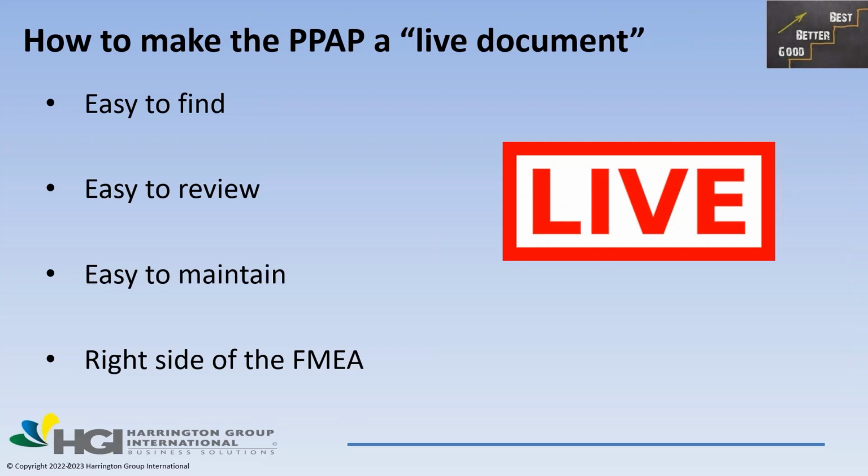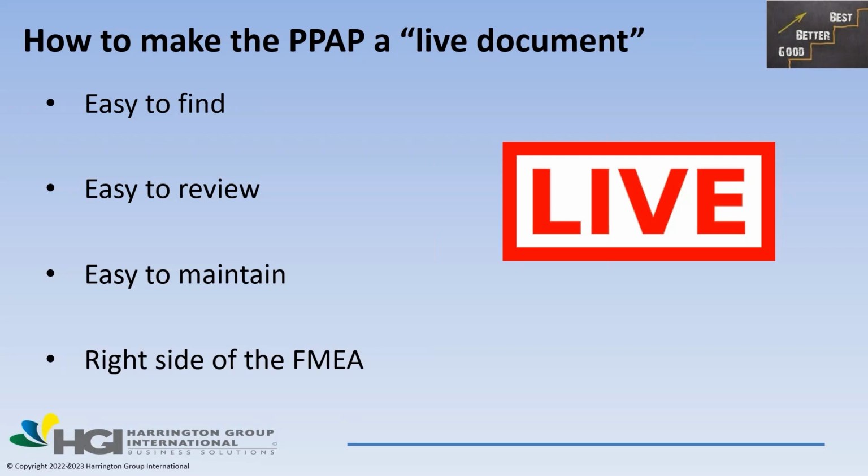So how do we make the PPAP a live document? First and foremost, what the SQEs tell me is it's got to be easy to find. A lot of times they're talking with suppliers, trying to work with them, and they can't even find it. And if they find it in whatever project management tool, portal, SharePoint drive or wherever they put it, the follow-up question is, is it the current revision? Now, once they get it, is there a way to review it that's easier and faster? Is there a way to maintain it?